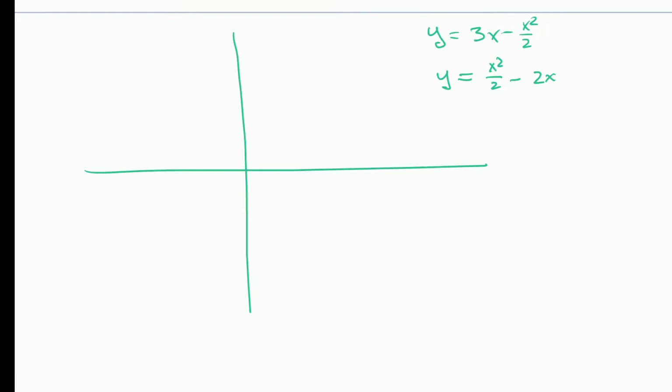Okay, so the first one, I need to know where it crosses the x-axis. It'll be easier if I do that. So this is going to be 6x minus x squared equals 0. So x equals 0 and x equals 6. And because that's a negative, this thing will open downward. So you'll have something like this.